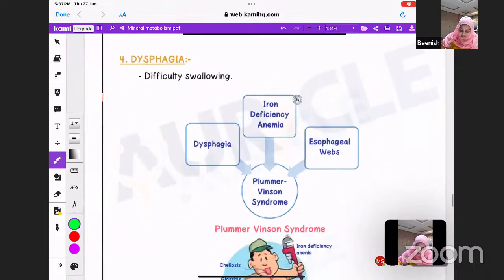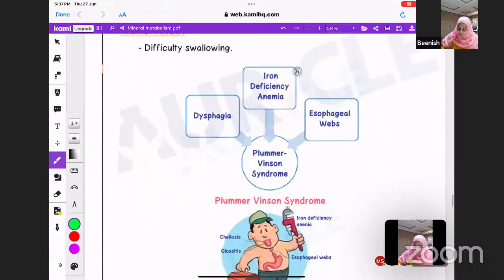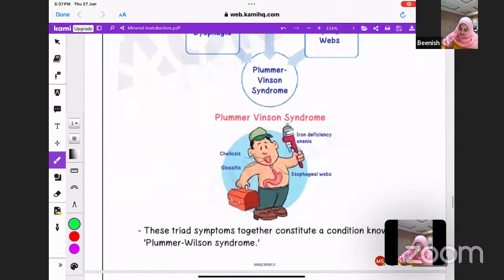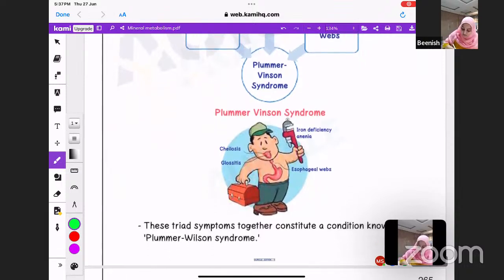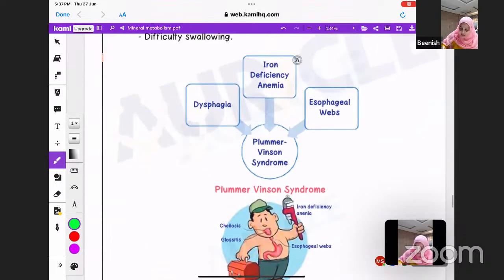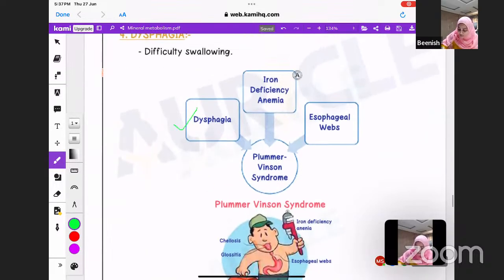Then dysphagia, that is difficulty in swallowing. So all of these, this triad of symptoms, together are known as Plummer-Vinson syndrome. Okay, so the triad is dysphagia, iron deficiency anemia, and esophageal webs.